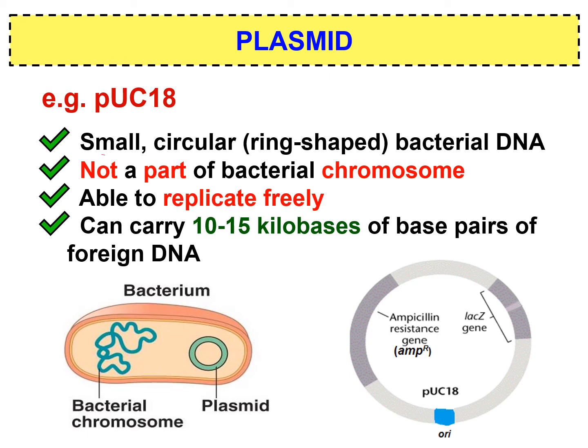Plasmid is a small circular bacterial DNA. Circular means that the beginning meets the end, and it is ring shaped. It is not part of the bacterial chromosome, but it also carries certain genes. Plasmid can replicate freely because it has an origin of replication. And plasmid is able to carry foreign DNA.